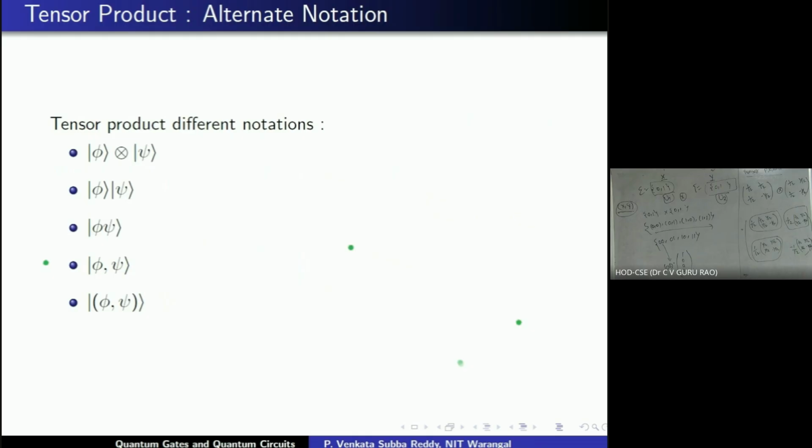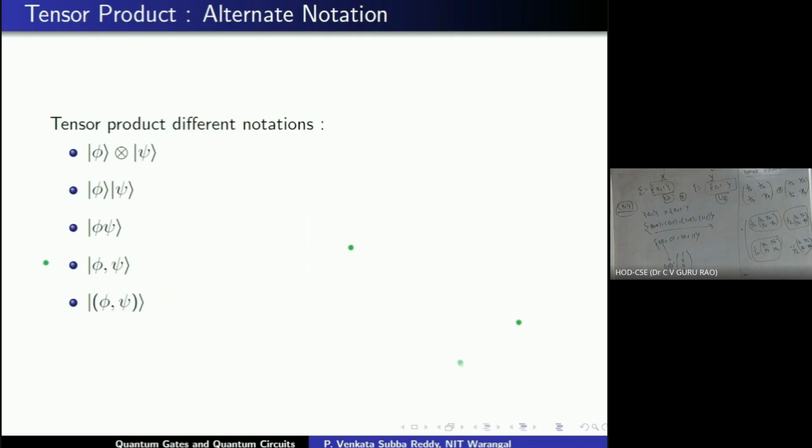Sometimes they also write it this way without explicitly mentioning this symbol. This symbol is not written, but still we should understand it as tensor product. Sometimes they don't even write it completely: ket pi, ket psi. They remove the symbol directly and write it inside like this. Still we should understand it the same way. Different authors use different styles, but all mean the same. Okay. Is that okay?